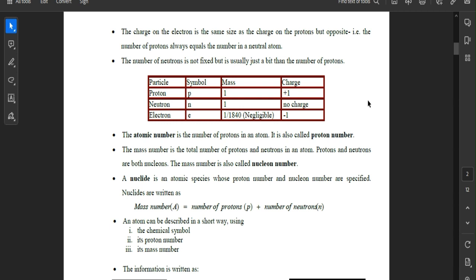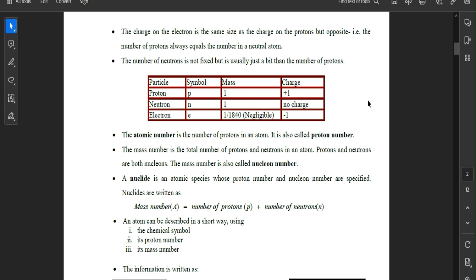The symbol for proton is P, neutron is N, and electron is E. The mass of proton is 1, the same for neutron, but the mass of electron is 1 over 1840. The charge of a proton is positive, neutrons have no charge, and electrons have a charge of -1.